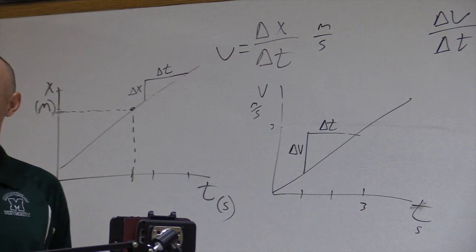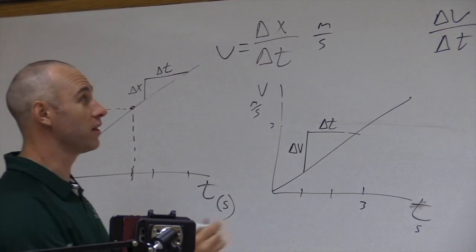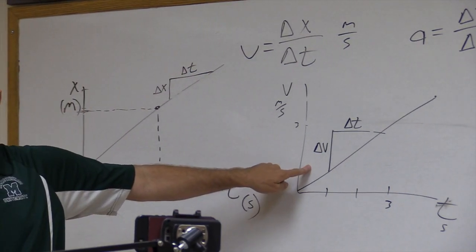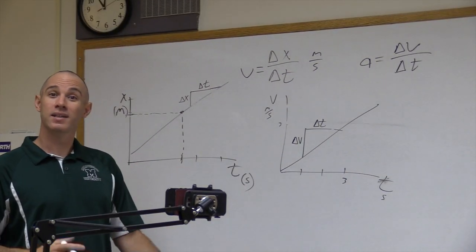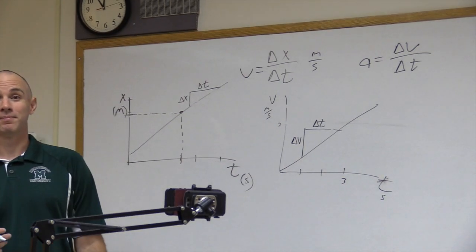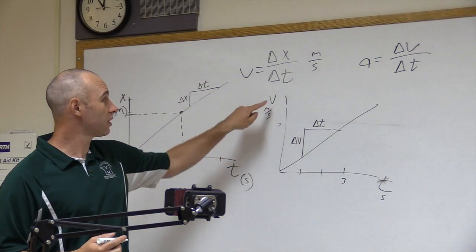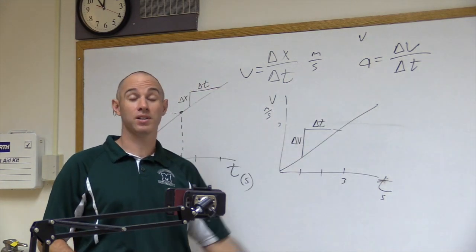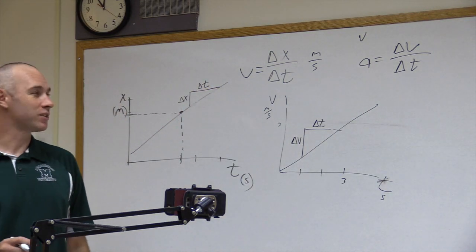Well, you probably learned about that in your lecture. You probably learned that that is equal to the acceleration. So the slope of a velocity time graph is going to give you the acceleration. So from this graph, I can get the velocity. I can just read the velocity. I can also get the acceleration. There's one other bonus thing you can get.